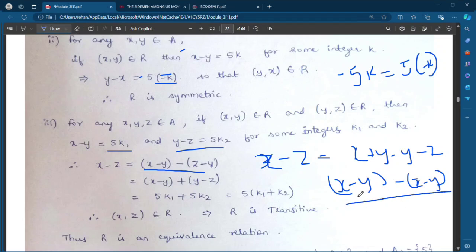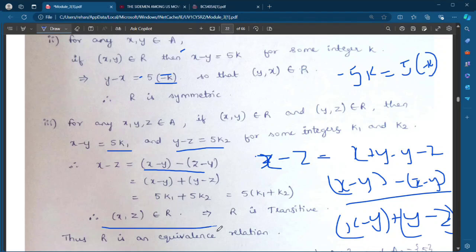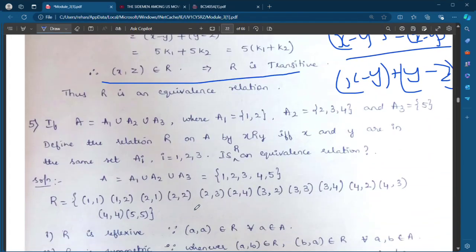Same thing. Now here what I'm doing? I can simply do adding and subtracting. So x minus y as it is, plus y minus z as it is. So I have these values already given, right? So 5k1 and 5k2. 5k1 plus 5k2, so I'll take 5 common. Then k1 plus k2, so it is a multiple of 5. Therefore x comma z belongs to R and R is transitive also. Like that we have the proof.